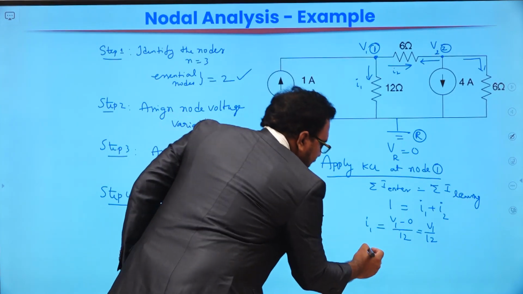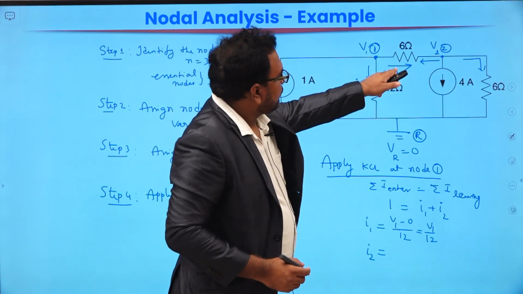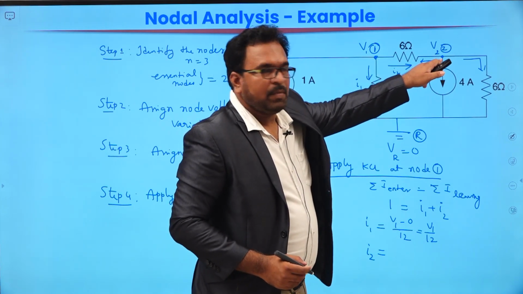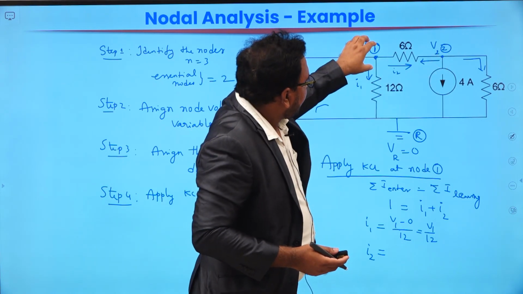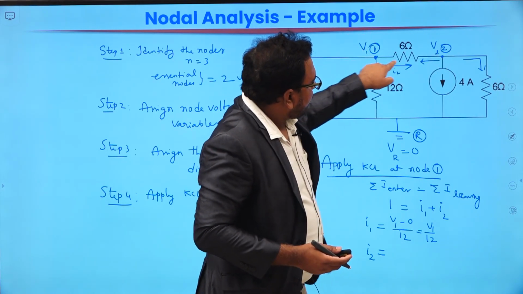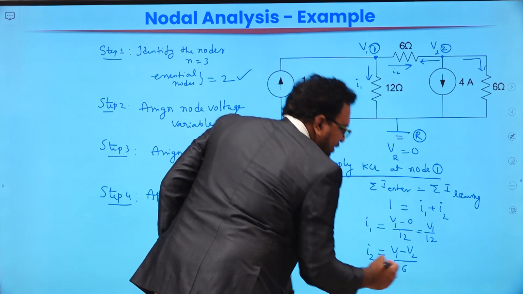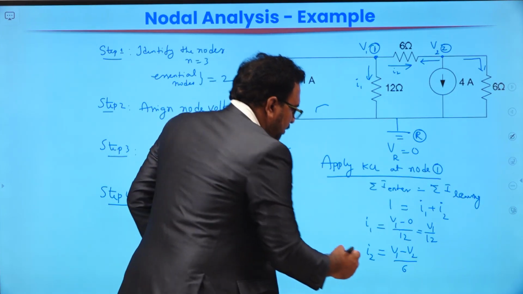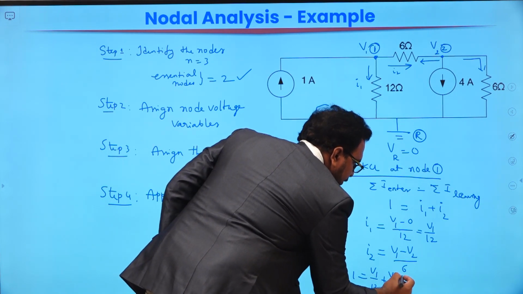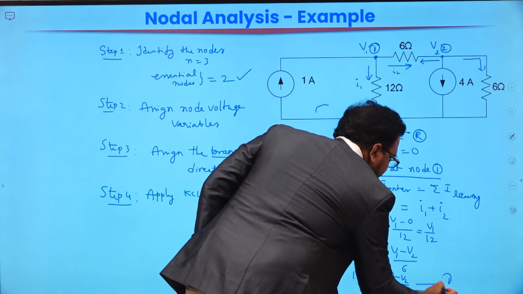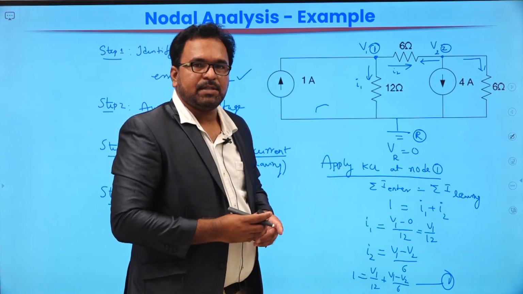6 ohms. What is the current flowing through 6 ohms? That is I2 I have assumed. The current I2 is flowing from node 1 to node 2. We already know that the current always flows from higher potential to lower potential. Since I am applying KCL at node 1 and the current is flowing from node 1 to node 2, the current through 6 ohms is V1 minus V2 by 6. If you substitute here, 1 equals V1 by 12 plus V1 minus V2 by 6. This is the first equation. That means the branch currents are represented in terms of node voltages.